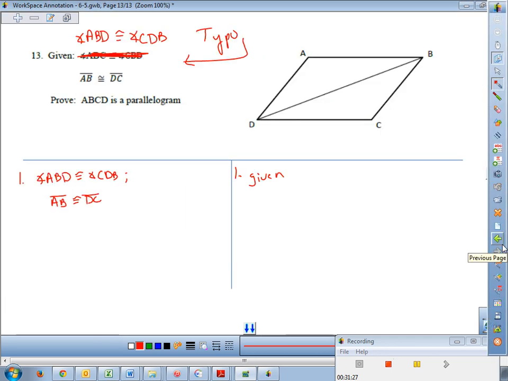If you'd fix those typos in there, then we'll do this proof together. So pause the video, fix the typo. So we've got all these typos, and we'll read the given, write the given, mark the given, because none of this is dirty. Angle ABD, angle CDB, and this is congruent to that, because they told me so. Trying to prove that parallelogram.